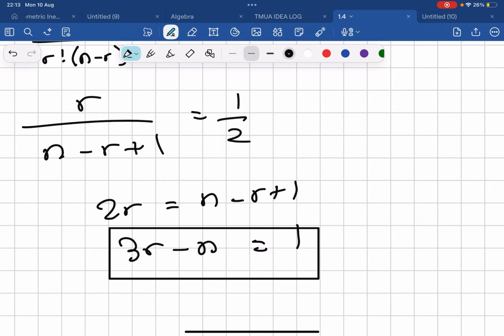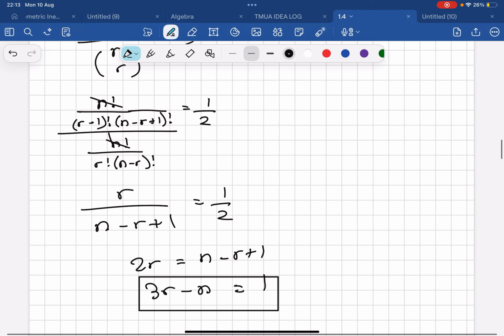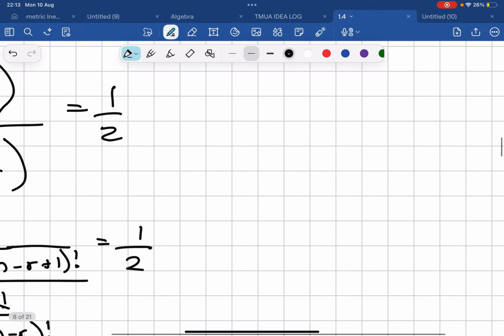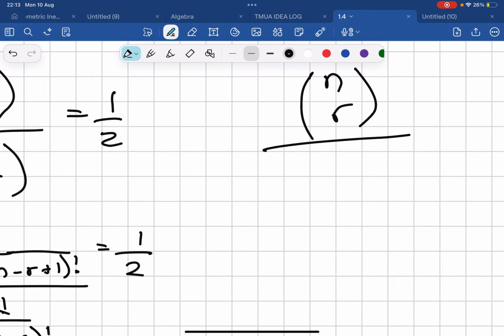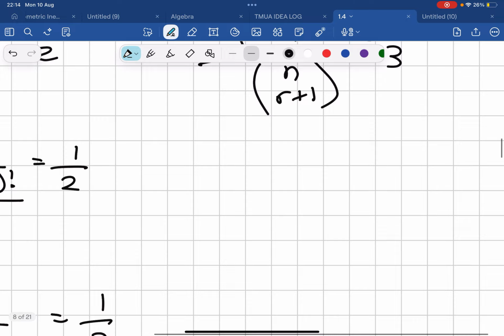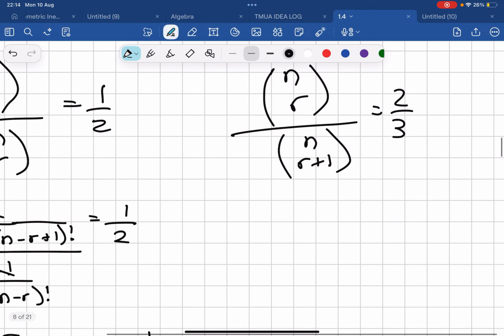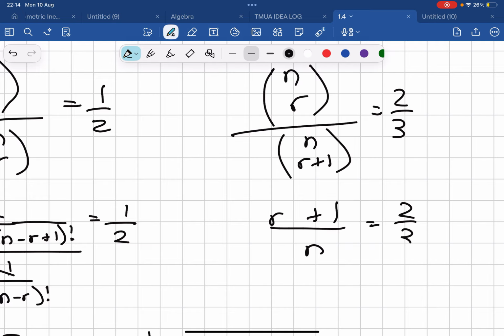Now obviously we're tempted to use the second part of our ratio, 2 to 3, to get another simultaneous equation. So let's just do that. So this time we've got n choose r, and its next term, which would be n choose r plus 1, which equals 2/3. If we simplify this, just going to do this in my head, we'll get (r plus 1) over n, which equals 2/3.